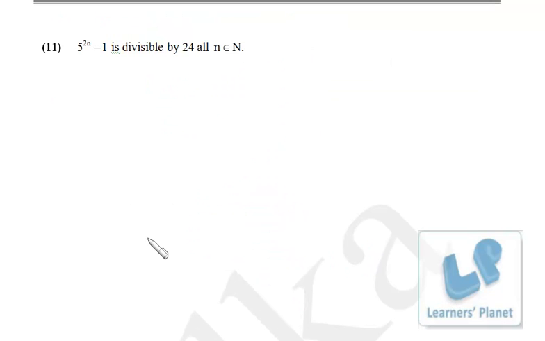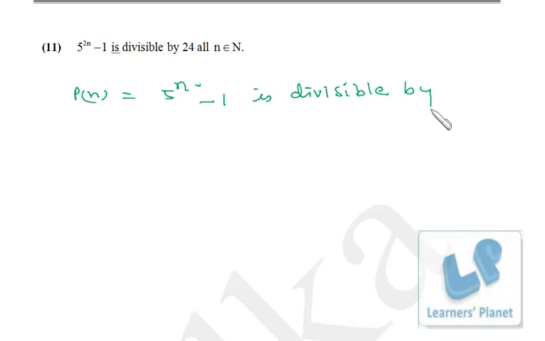Now, a good number of questions based on the previous pattern you can do. Now this is a new pattern, the next pattern. Here you have to prove that 5 raised to 2n minus 1 is divisible by 24 for all n belongs to N, right? Steps are once again the same. Whatever the changes are there, please just see carefully. The first step: Pn is equal to 5 raised to 2n minus 1 is divisible by 24. Okay, that is the statement.